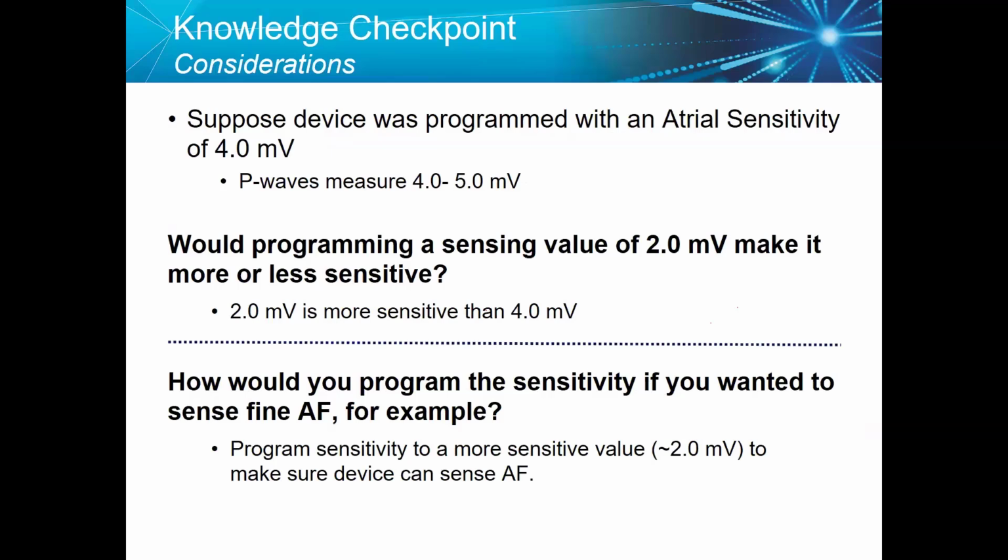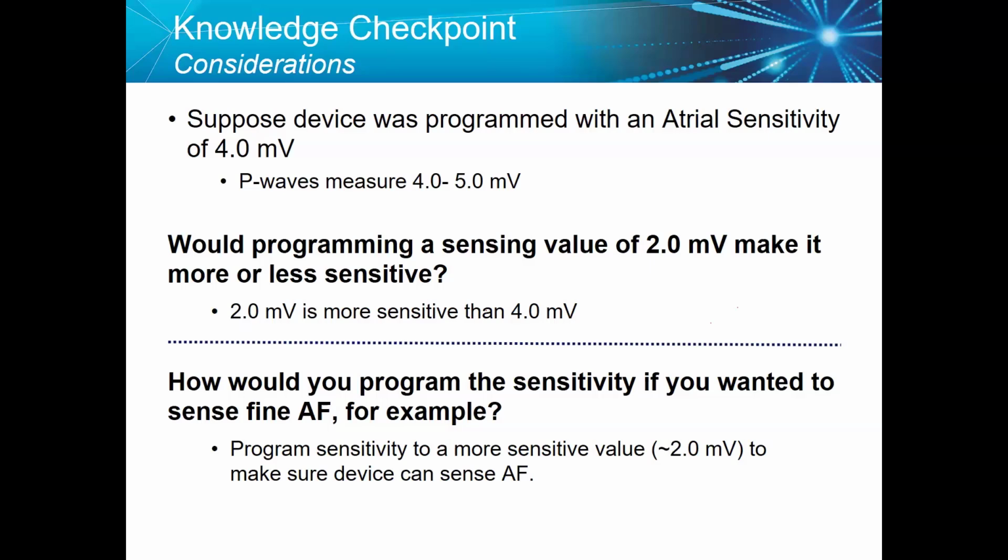Suppose the device was programmed with a sensitivity of 4 millivolt and the P wave measures 4 to 5 millivolt. Would programming a sensing value of 2 millivolt make it more or less sensitive? It is more sensitive if making the sensing value 2. How would you program the sensitivity if you wanted to sense fine AF, for example? Program the sensitivity to a more sensitive value, less than 2 millivolt, maybe 0.5 millivolt, to make sure the device senses AF.